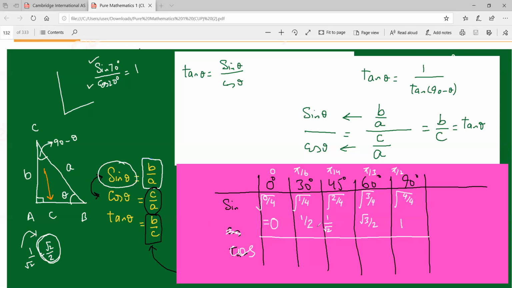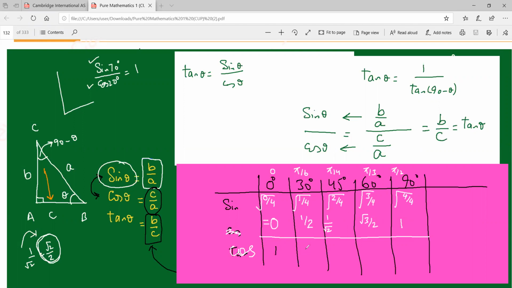So these are the values of sine 0, sine 30, sine 45, sine 60, and sine 90. We just started by writing 0, 1, 2, 3, 4. We divided all of them by 4, and then we took the square roots. Now, if you write them in the reverse order, you will get the values of cos.